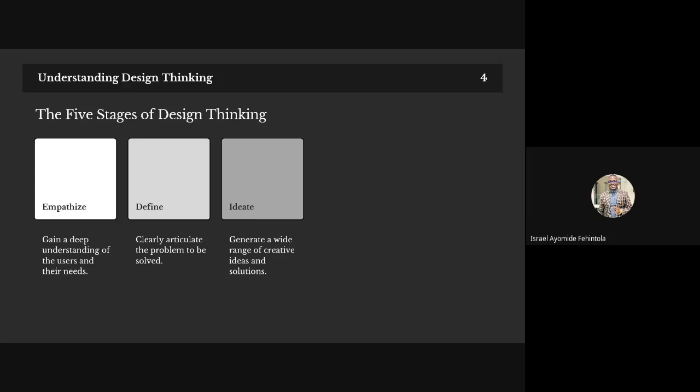You have identified what is accessible. So the ideate phase is where creativity comes into play. A wide range of ideas will be generated to address the defined problem. Now, at this stage, the aim is to think broadly and explore multiple solutions. Basically, at this stage, every idea is a good idea.